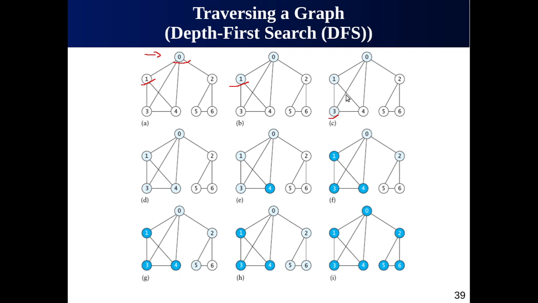The vertices adjacent to 3 now, they are 0, 1 and 4. As 0 and 1 are already visited, we have to mark 4 as being visited, and that is clear in D. Now the vertices adjacent to 4, they are 0, 1 and 3, and all of these are visited, so we mark 4 as finished. So in depth first search, we started from 0 but we visited 4, which is the deepest, first.